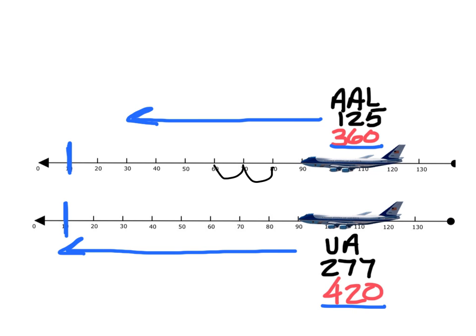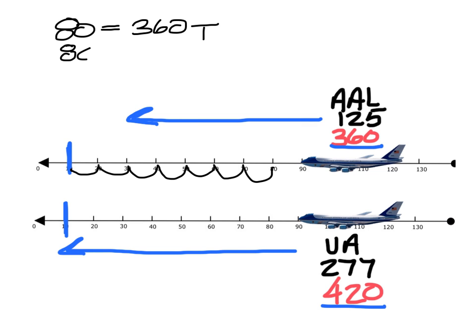1, 2, 3, 4, 5, 6, 7, 8. It is going to be 80 miles at 360 miles per hour. So we do 80 divided by 360. And we multiply it by 60. We come up with 13 1/3.